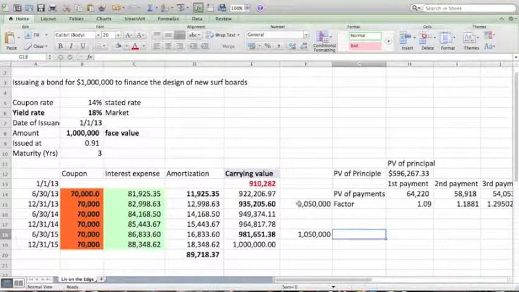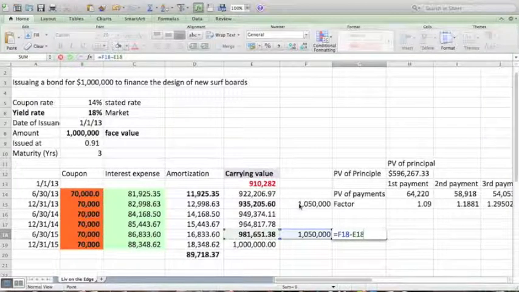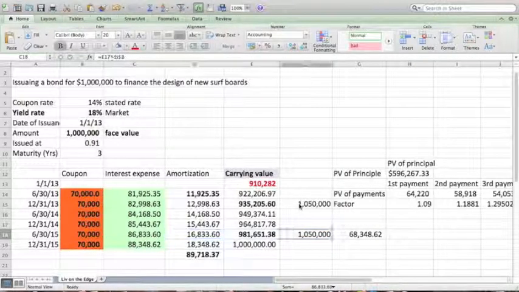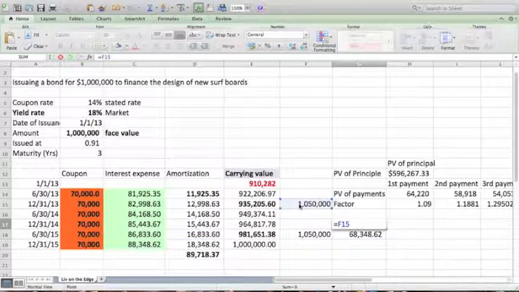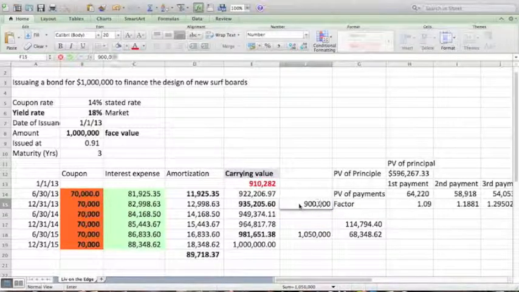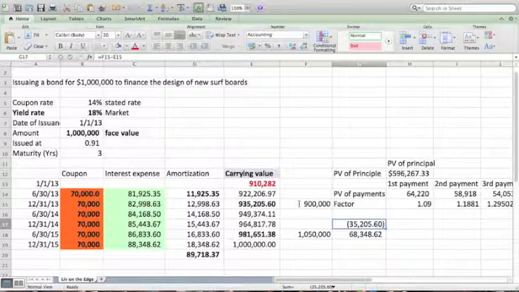So I'm paying more than it's worth, so I'm going to be losing money. In this case, $68,000 at June 30th, and $114,794 if I redeem it at 12/31/13. Now, if they told me, hey, listen, you could buy it back at $900,000, then I would be making money, $35,000. Why? Because I'm paying less than what it's worth. Right now, it's worth $935,000. I'm paying $900,000, so I'm making money on the transaction.